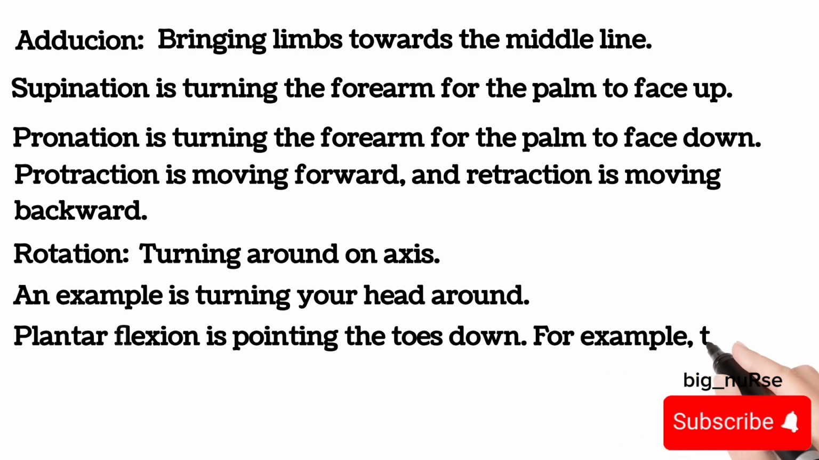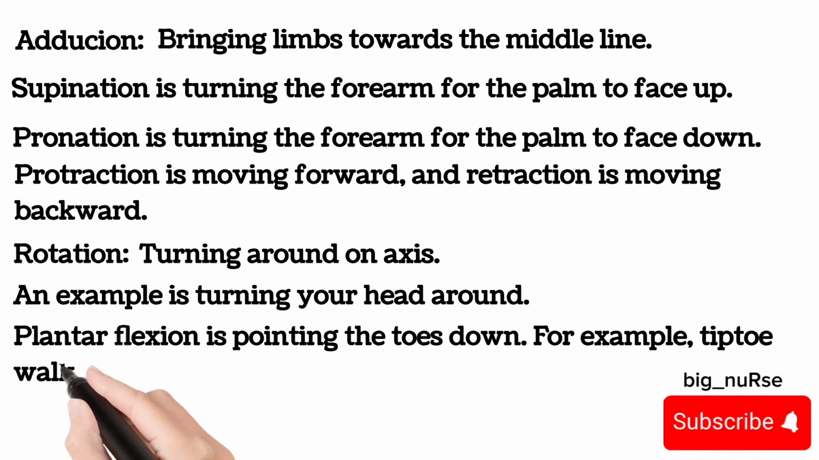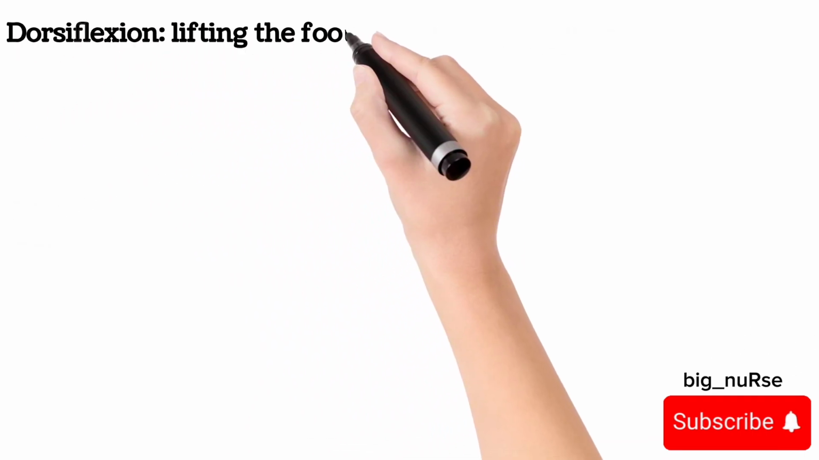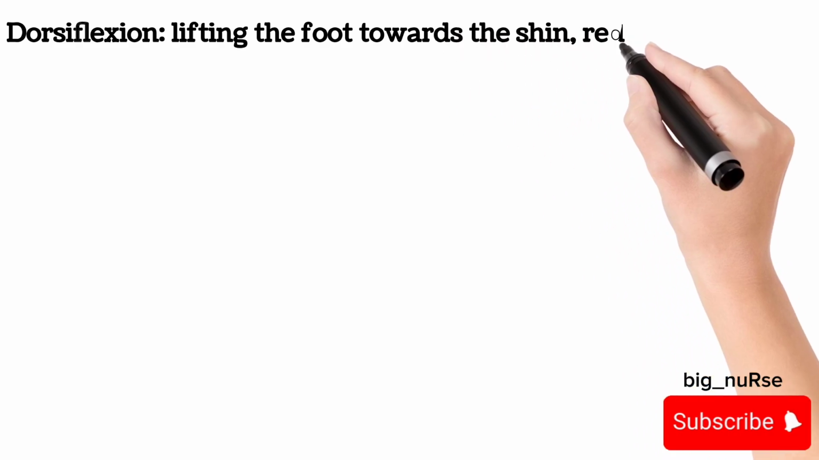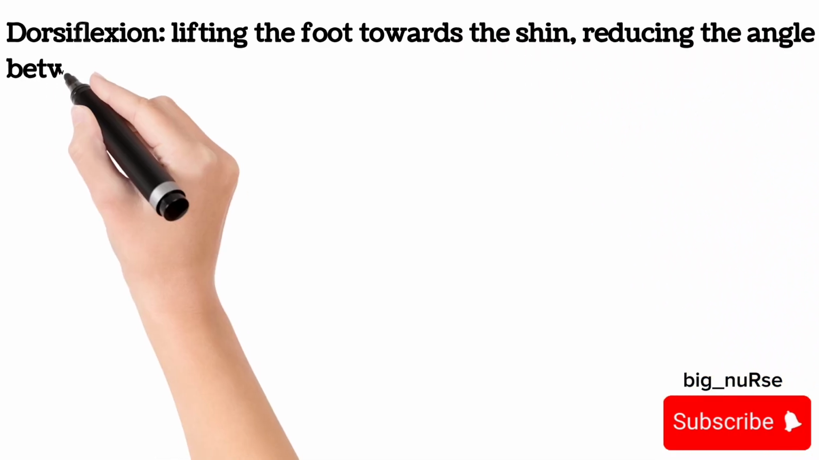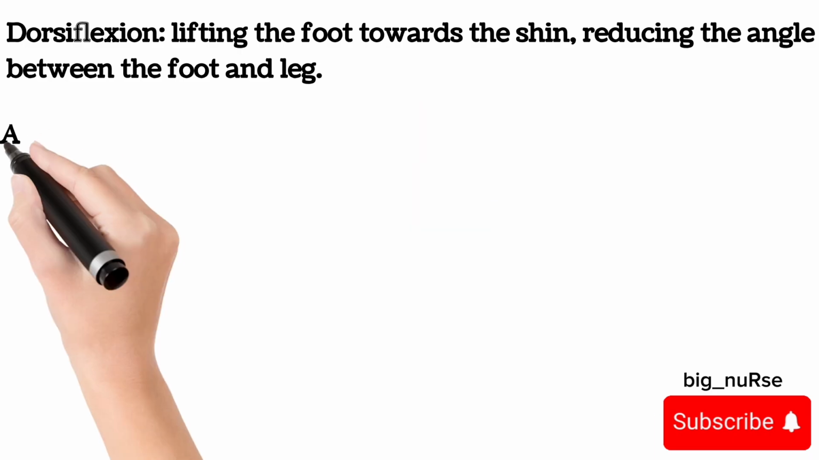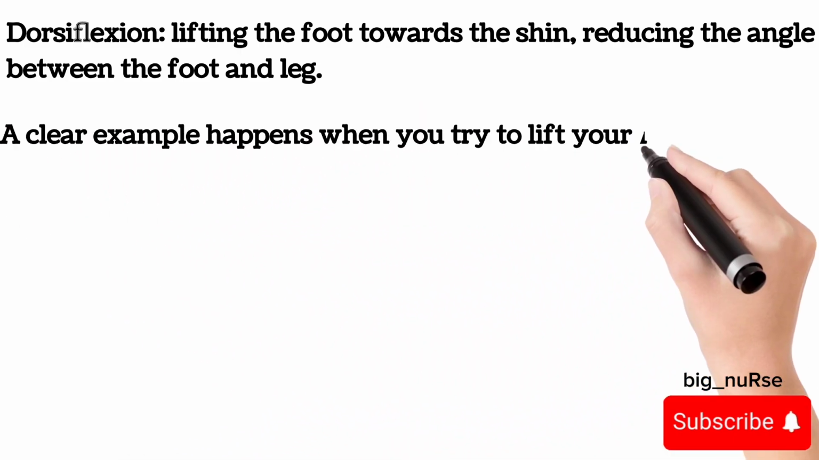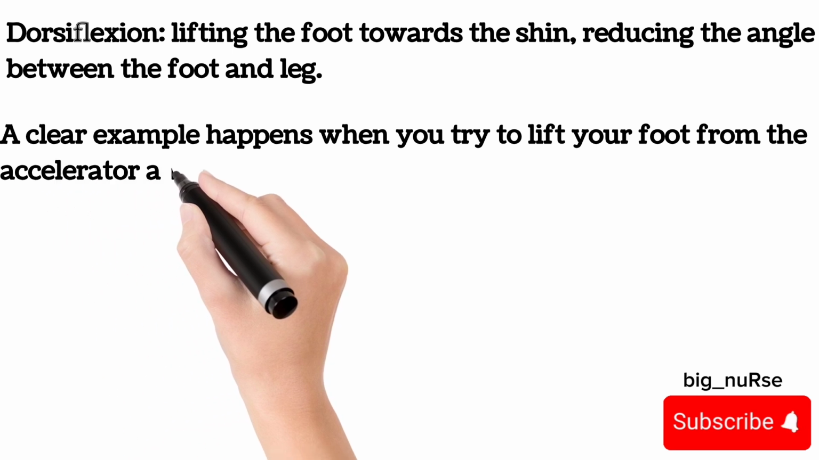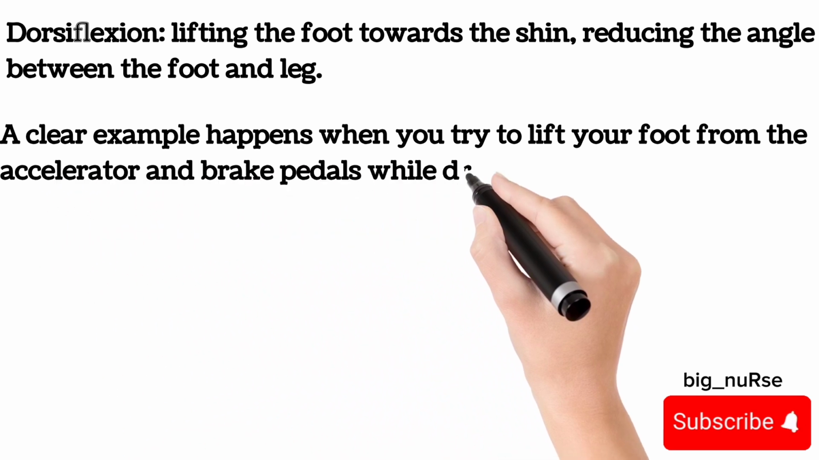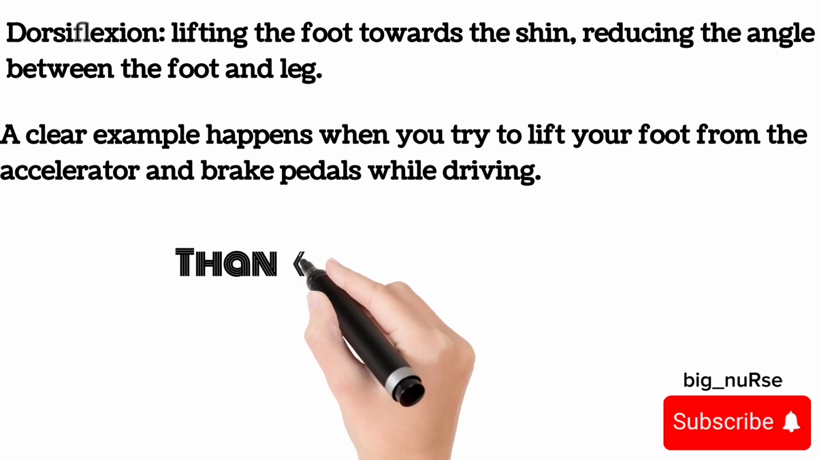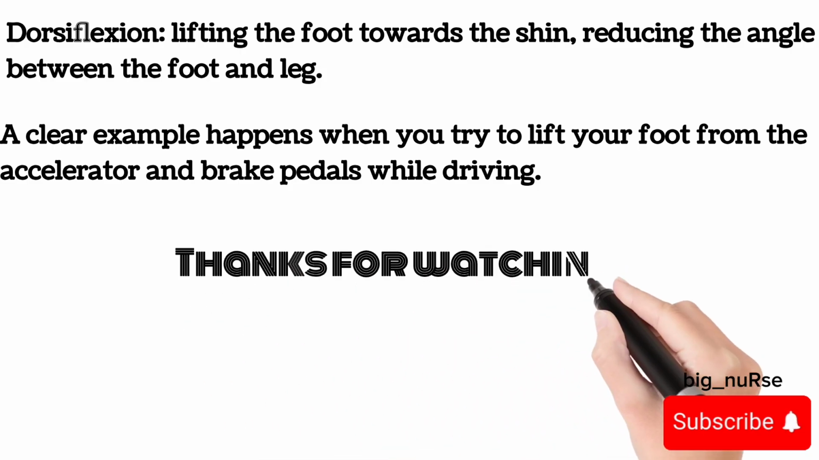Plantar flexing is pointing the toes down. An example is tiptoe walking. We have the opposite, which is dorsiflexing, and it is lifting the foot towards your shin to reduce the angle between your foot and your leg. An example is when you are driving and you lift your foot from the accelerator, the brake or the clutch pedals. Dorsiflexing happens.